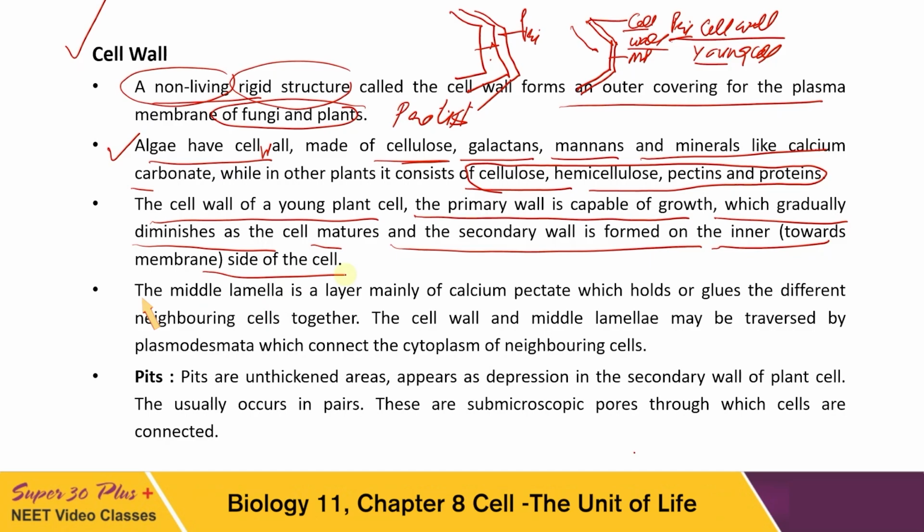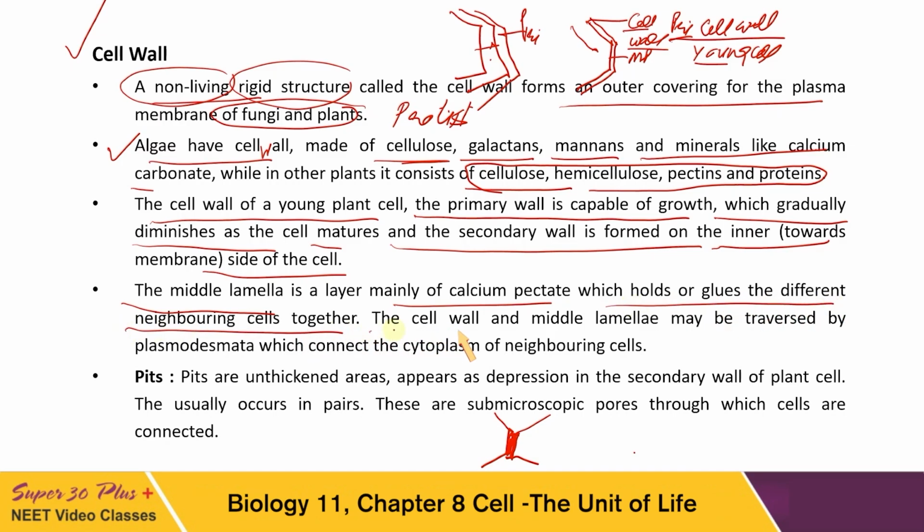The middle lamella is found. Middle lamella is a layer in between two cells. This is one cell here, this is the other cell here, and in between the two cells a cementing material is found, which is known as the middle lamella. This middle lamella is made up of calcium pectate, and it will hold the cells together. The neighboring cells will be kept together.